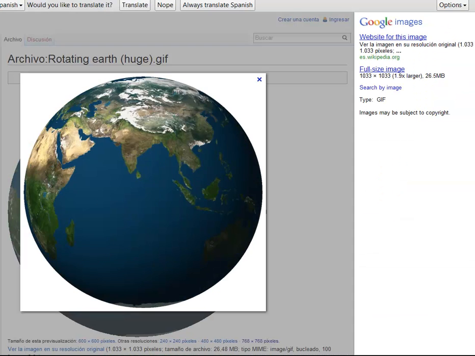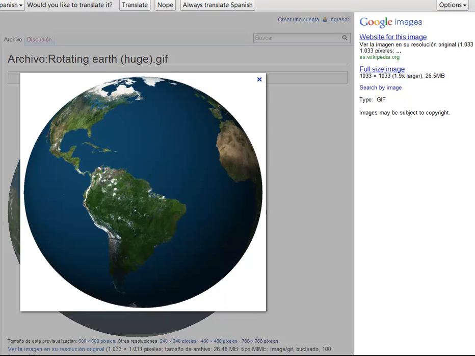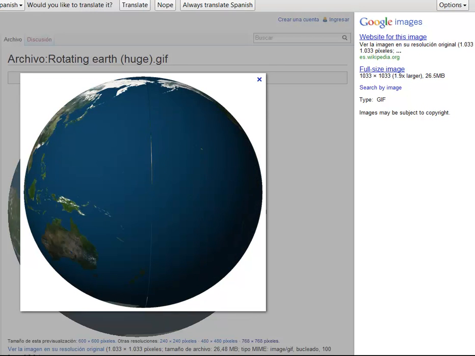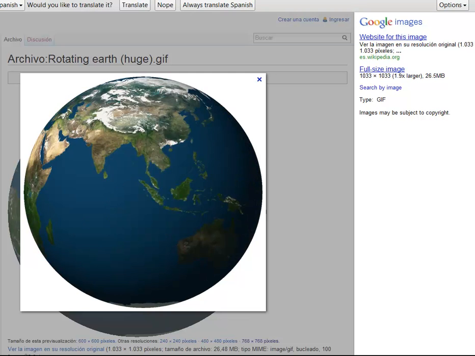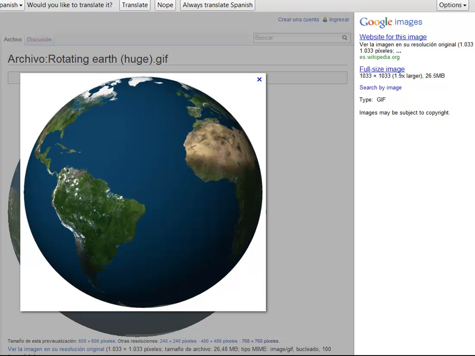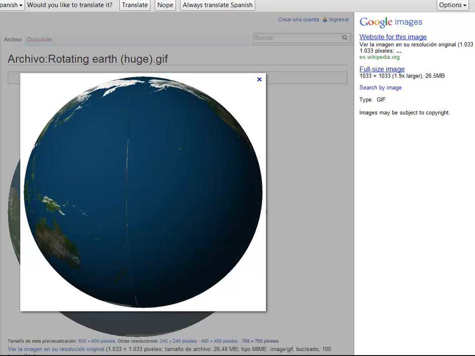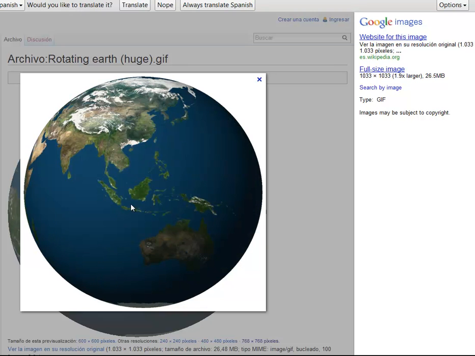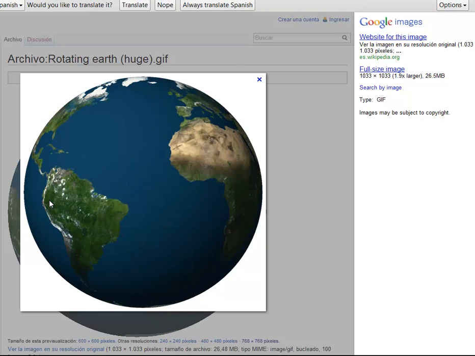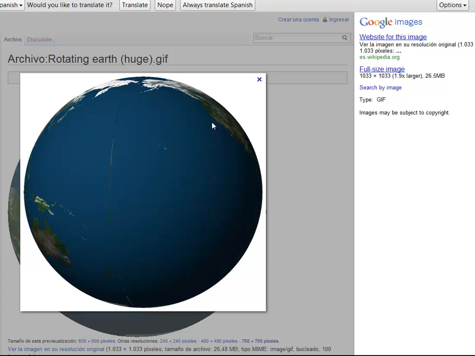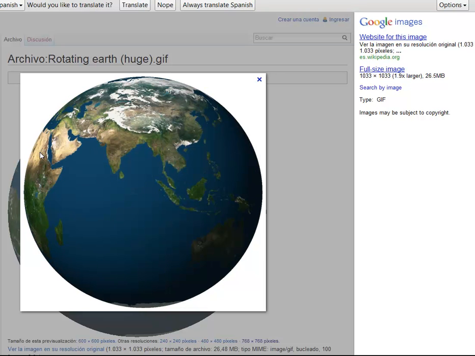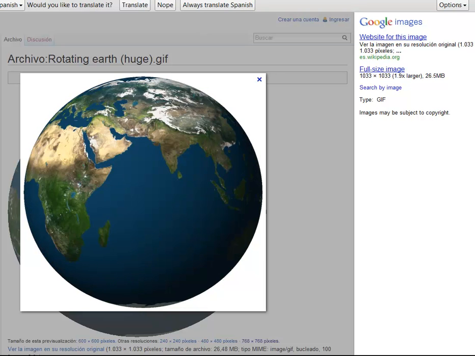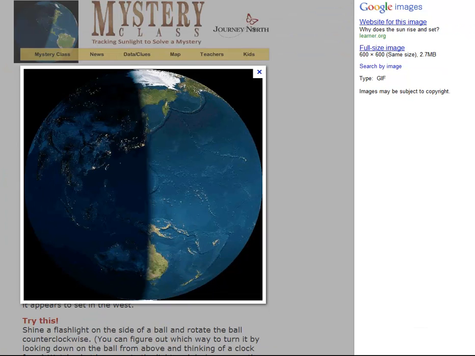Here you got to be careful when you look at the rotating Earth. This is actually a Wikipedia site, and it's got the Earth rotating the wrong direction. It has it rotating this way. As you can watch North America move, moving the wrong way. Here's one that actually has it going the right direction.